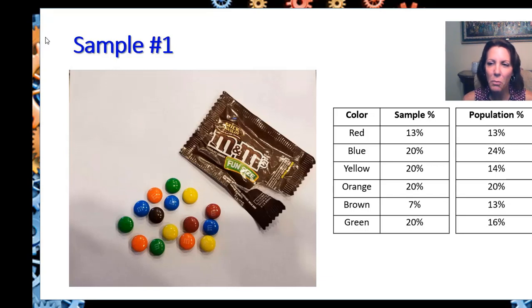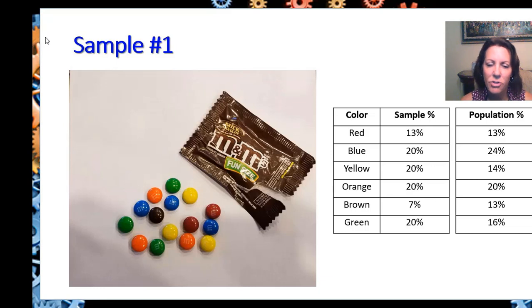As you can see, our red is exactly on. Our blue is off just a little bit. Our yellow is off a little bit, our orange is directly on, our brown is off, and our green is off. So when we draw a sample, it's never going to be exactly like the population, but we hope it's close to the population. Would you say that this sample is close to the population? Well, in some ways it is, in some ways it isn't. But when it isn't close to the population, we can say, well, this is a very small sample. So we can expect that there are going to be idiosyncrasies when we draw a small sample.